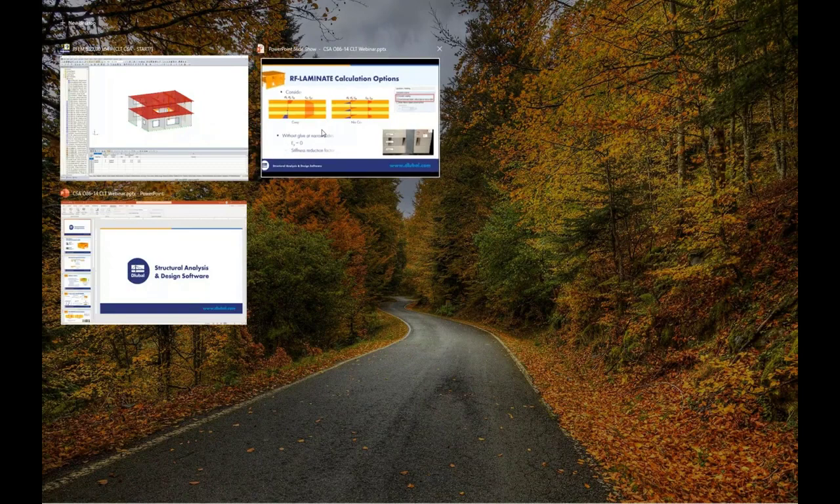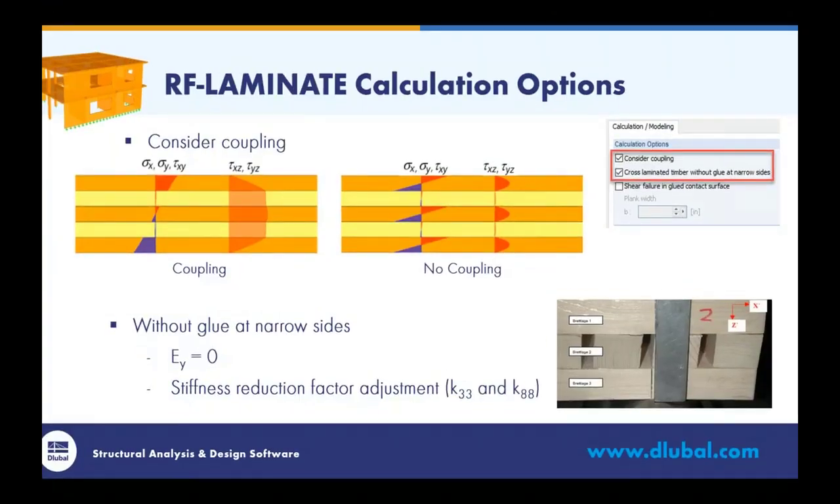So I'm going to go back to the PowerPoint to explain this in a little bit more detail. The first option for consider coupling, this is automatically checked by default. You can see over on the left, when we have coupling turned on, we're assuming that we have glue at the top and bottom of these individual layers, essentially coupling each layer to each other. So when we look at the stress distribution, according to normal stresses as well as shear stresses, we're going to see a common relationship here between all of the layers.